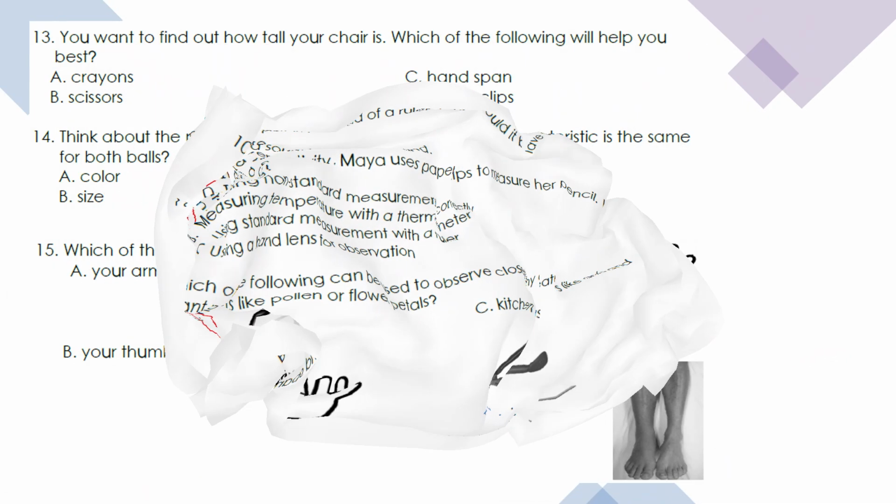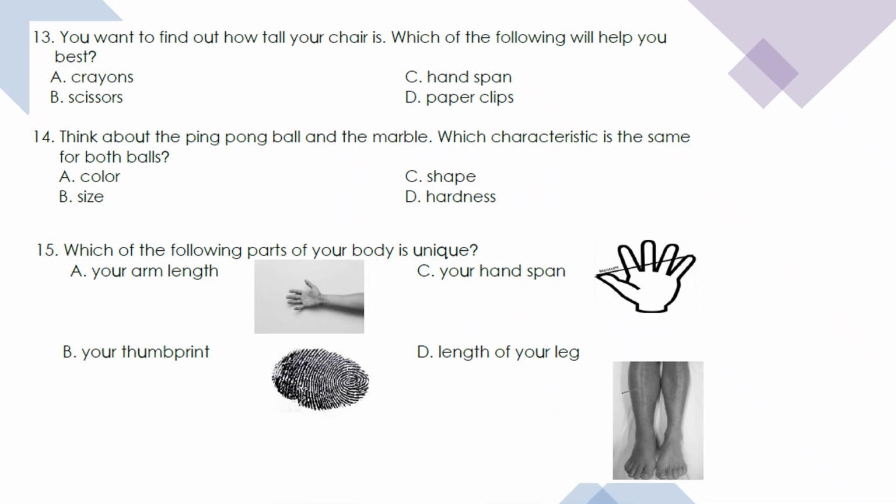Next, for number 13. You want to find out how tall your chair is. Which of the following will help you best? A. Crayons. B. Scissors, C. Handspan, D. Paper clips. What is your answer, kids? Okay, the correct answer is letter C.